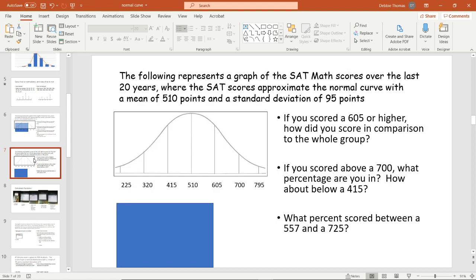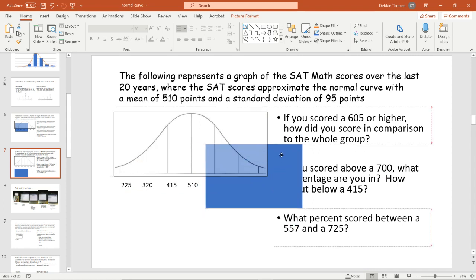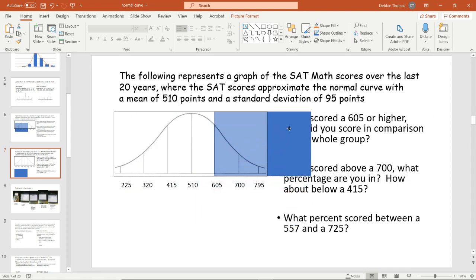All right, so here we go again, this time with SATs, and don't worry, you'll get a chance to call me short in a minute or two. The following graph represents the SAT math scores over the last 20 years, where the SAT scores approximate the normal curve with a mean of 510 and a standard deviation of 95. If you scored a 605 or higher, how did you score in comparison to the whole group? All right, so 605 or higher. We're talking about this part.